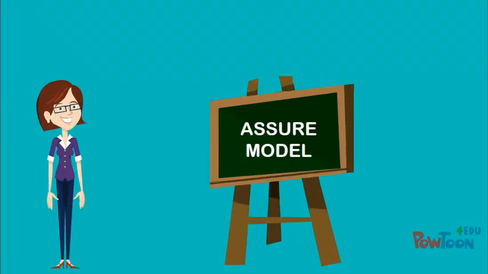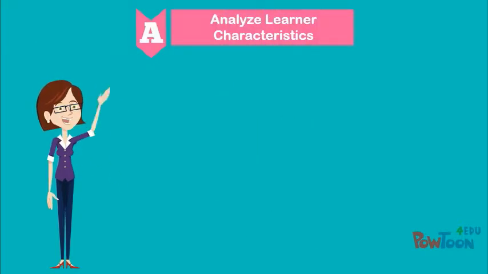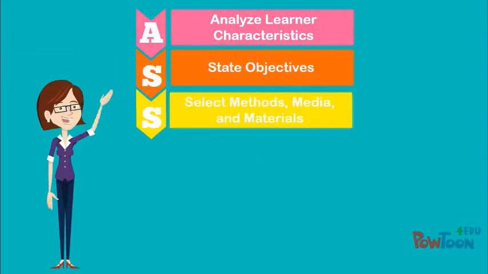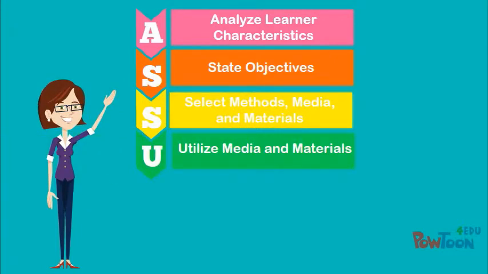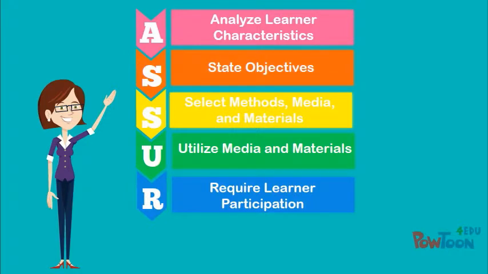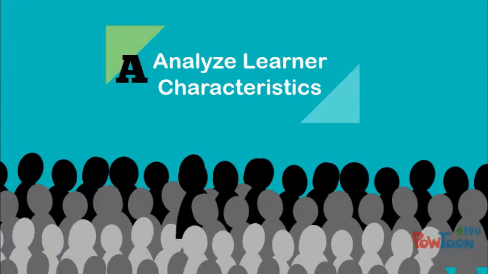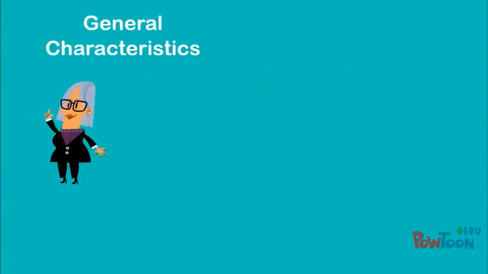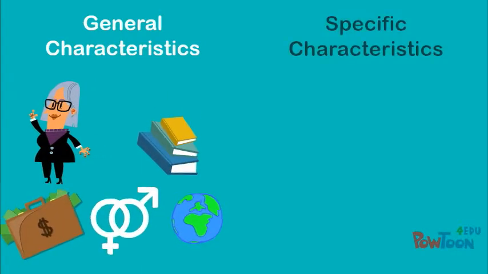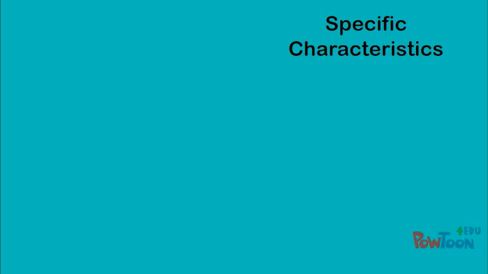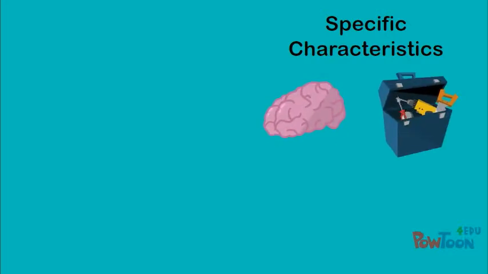The Assure model is an acronym that stands for Analyze the Learner Characteristics, State Objectives, Select, Modify, and design strategies and materials, Utilize technology and materials, Require learner response, and Evaluate. The first step in the Assure model is to describe your target audience. There are general characteristics such as age, educational level, socioeconomic status, gender, and ethnicity. There are also more specific characteristics: prior knowledge, skills related to the topic, attitudes toward the topic, and preferred learning styles.